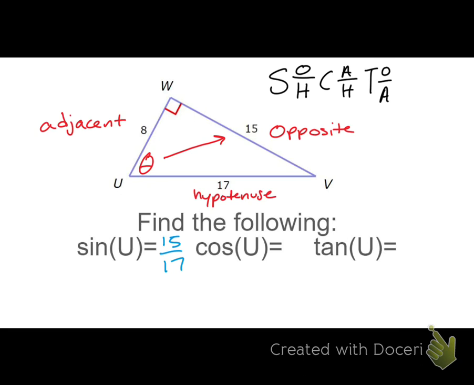No. Okay. Then we're going to write the cosine of u. 8 over 17. Can I simplify that fraction? Does something go into 8 and 17? No. Finally, the tangent of u. 15 over 8. Can I simplify that? No. You could write it as a mixed number.